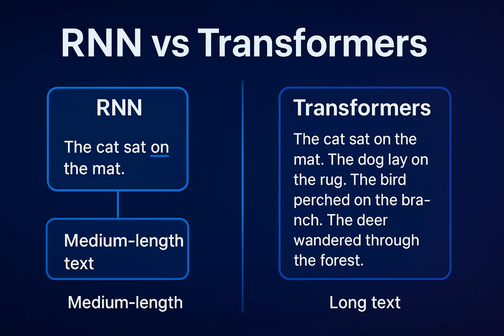So while RNNs are powerful, they also have limitations. They're great for small to medium sequences, but can be slow to train and struggle with very long memory. That's why newer models like transformers are becoming popular.